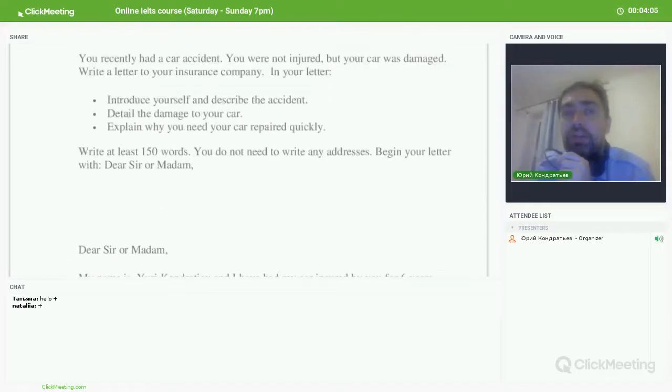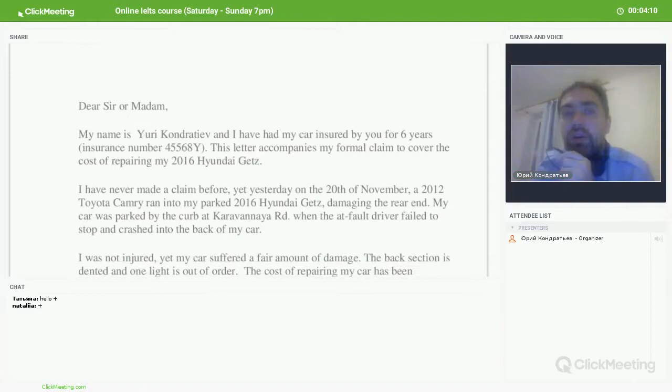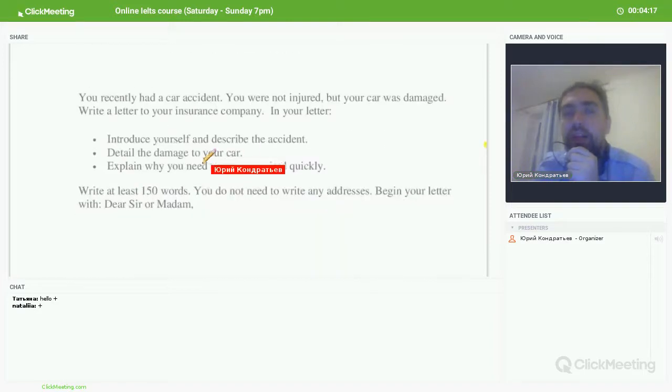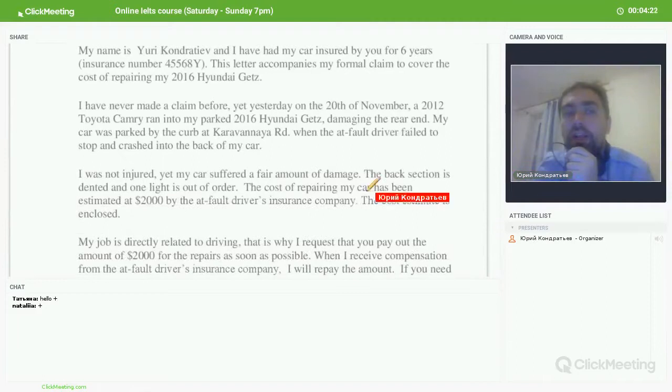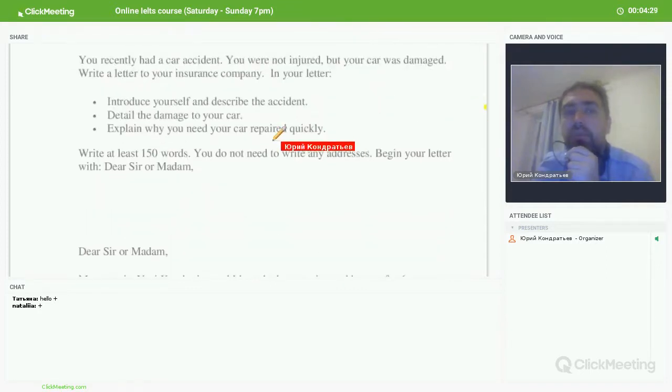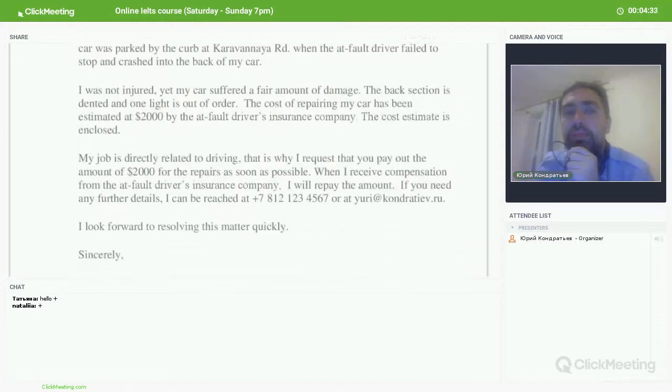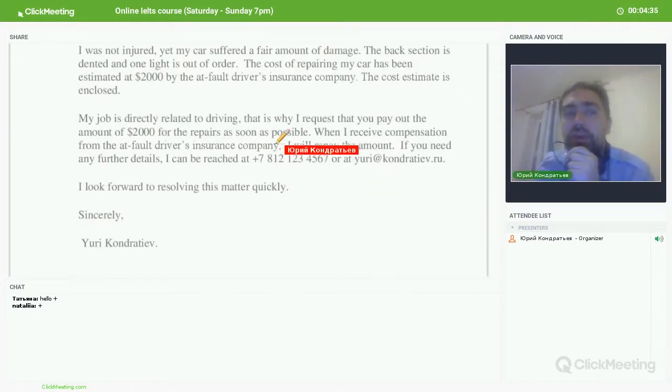There are 3 tasks mentioned here. Introduce yourself and describe the accident. So here I introduce myself, and here I describe the accident. Then, detail the damage to your car. Well, there are some details here. Then, explain why you need your car repaired quickly. You have it in the last paragraph. My job is directly related to driving.